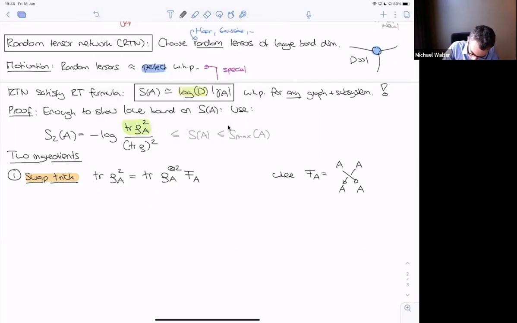Right, and what's the proof? Well, if we just draw a picture, this is rho A, this is rho A. Now we are swapping, and then we're taking a trace. If you simplify the picture, you just see it's trace rho squared. Okay.